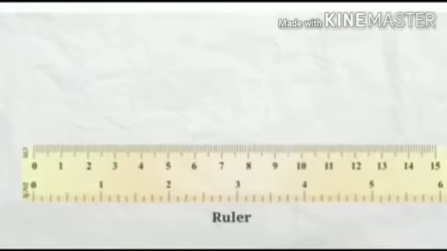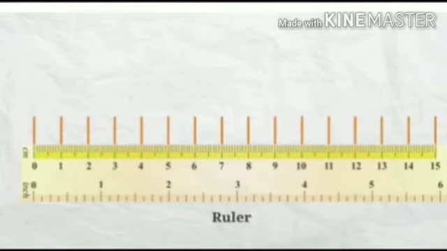Look at this ruler. Let's understand the markings on the ruler. It is marked along its edges. It is divided into 15 equal parts. Each of these 15 parts is called a centimeter, which is written as 1 centimeter.